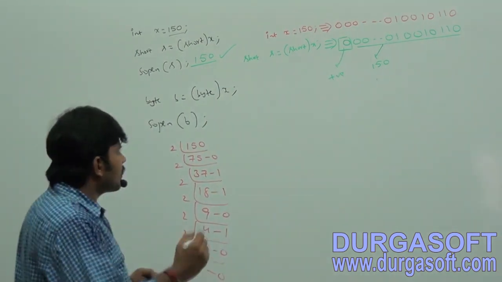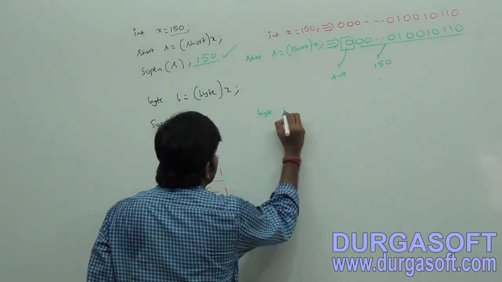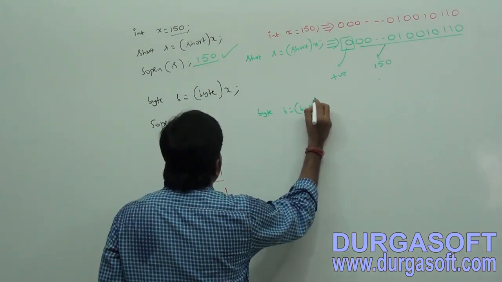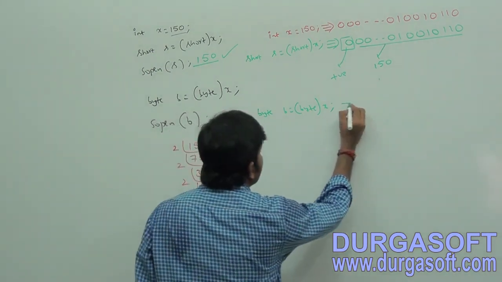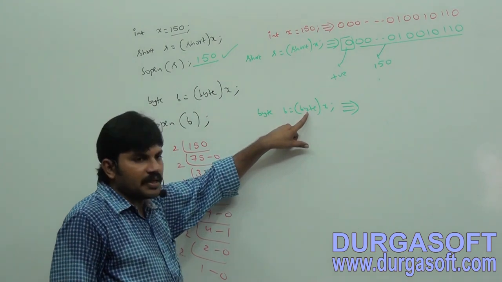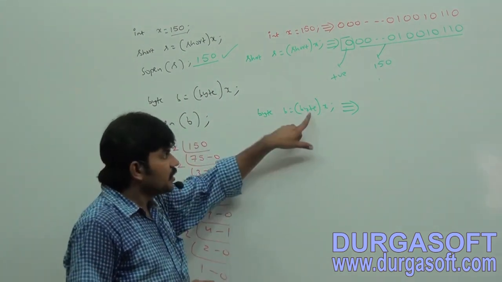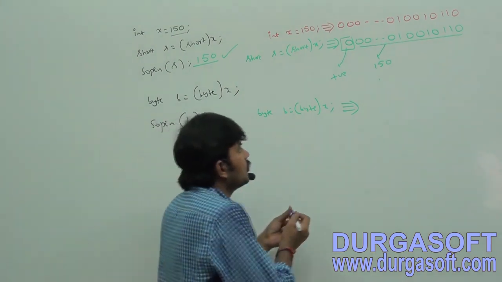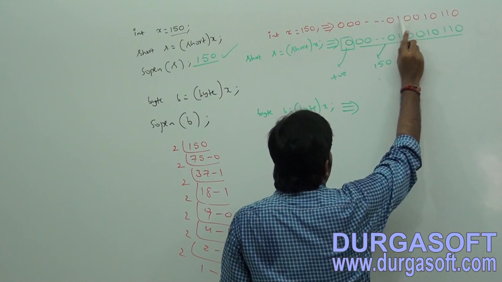Now byte b is equal to byte of x. Like this I'm taking, right? Byte b is equal to byte of x. Byte means how many bits? 8 bits. So for the last 8 bits, 1 2 3 4 5 6 7 8.